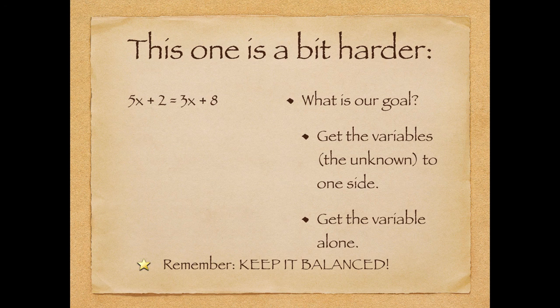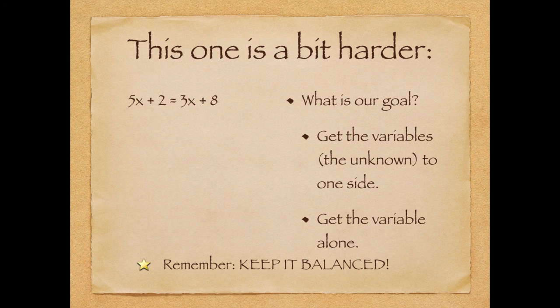So the reason this one's harder, if you remember in class when we're doing the bags of coins, right here we have variables on both sides of the equation. So that's when this first goal, getting the variables to one side, is really important. So we're going to do that first. Right now we have variable x on both sides of the equation. We have 5x and we have 3x.